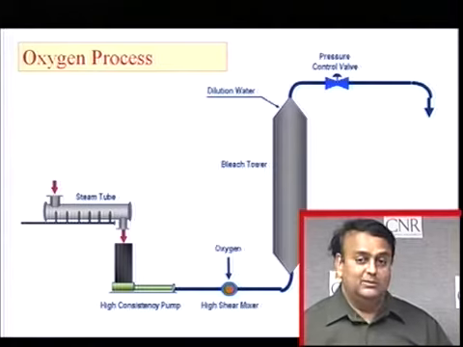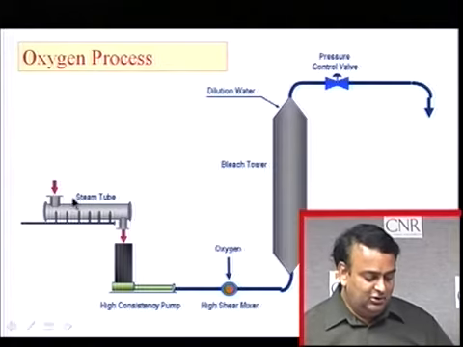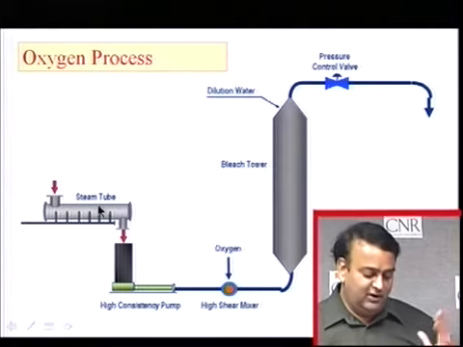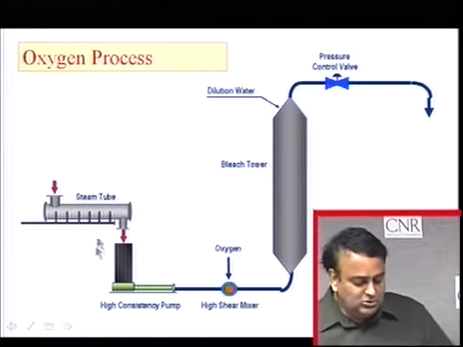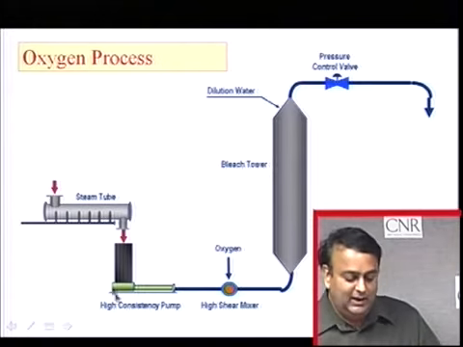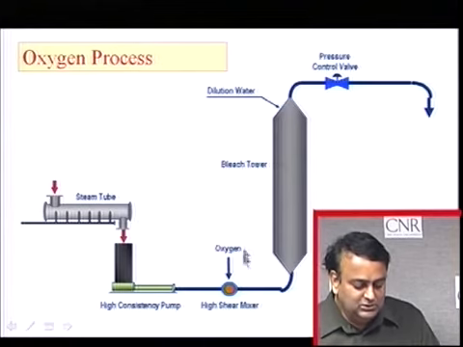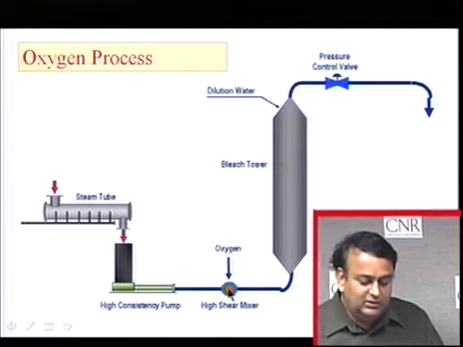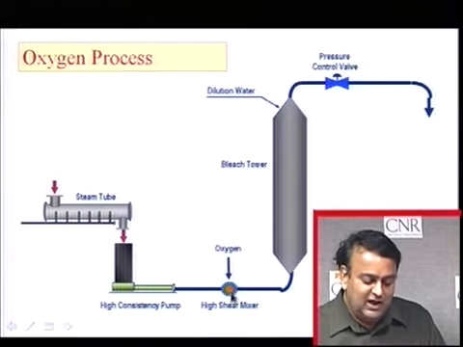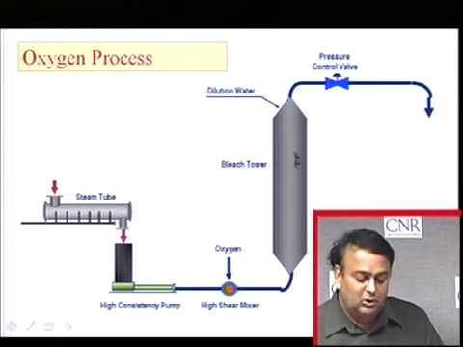Here is the oxygen process. Steaming tube to raise the temperature to 85 to 90 degrees C. Goes to a high consistency or medium consistency pump. The pulp is pumped here, and then you add oxygen through a high shear mixer and send it through the upflow tower. Note here, the pulp goes from bottom to the top. That's why it's called upflow tower.